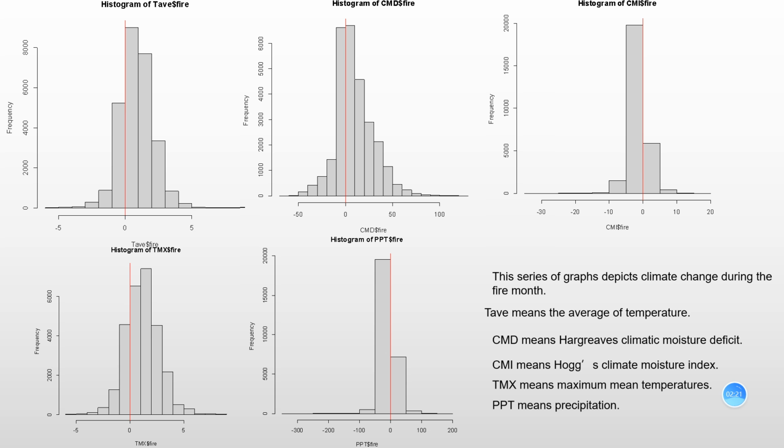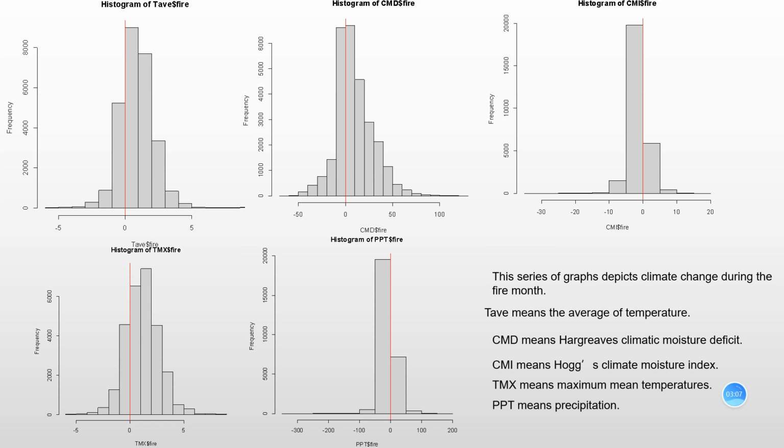And this series of graphs depicts the climate change during the fire months. TAVE means the average of temperature, CMD means climate moisture deficit, CMI means climate moisture index, and TMX means maximum temperatures. PPT means precipitation. So many values for the mean temperature, CMD, and the TMX of the fire months are positive, meaning that these climate indices are higher than normal for the current year in that month. And the distribution of precipitation and CMI is skewed to the left, which means that in this month, these climate indices are lower than normal years.